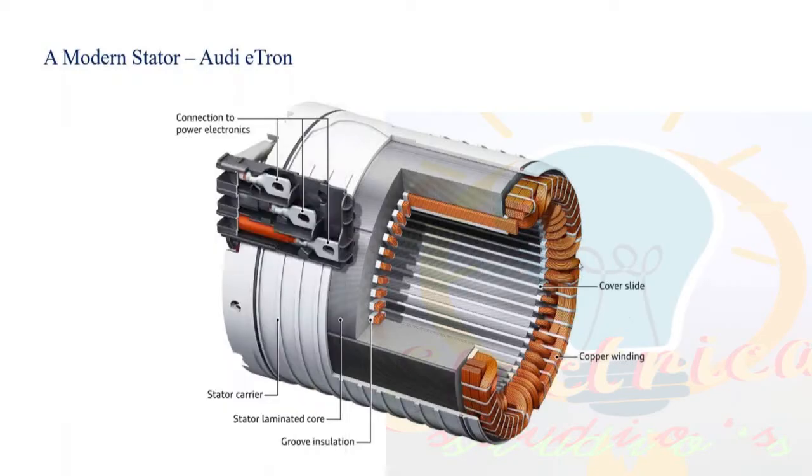Right now, this is the stator that we are going to discuss. So when you look at the stator, this is the stator housing, the stator carrier housing, and you can see the stator laminated core, and you have the insulation, right? And you have the copper windings, and you have our three-phase line coming out, where it is going to get connected to the inverter. So the motor's three-phase power line is connected to the inverter.